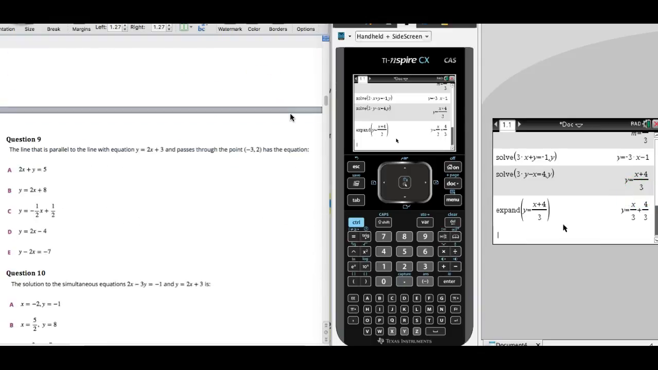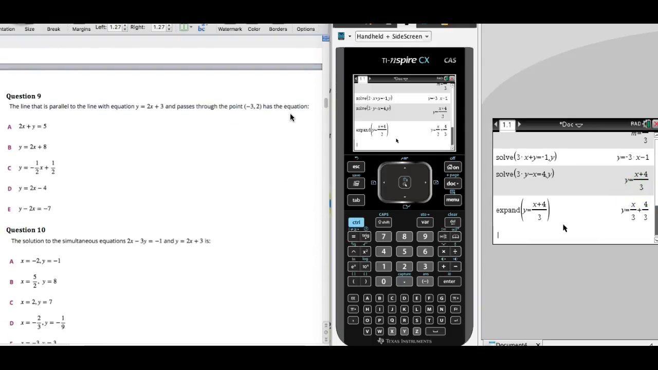Okay, moving on to question 9. The line that is parallel to the line with the equation y equals 2x plus 3 and passes through the point has the equation. Now, parallel lines have the same gradient. For this one, we can't really do this quickly on CAS, so I'll just do it here. I did quite a few of these in the parallel and perpendicular line video, so gradient is 2 because parallel lines have the same gradient, and you're going through -3, 2.